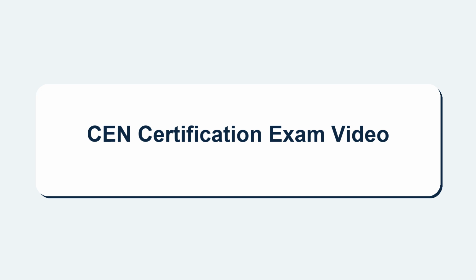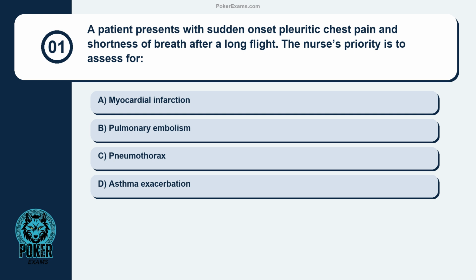CEN Certification Exam video. Question 1. A patient presents with sudden onset pleuritic chest pain and shortness of breath after a long flight. The nurse's priority is to assess for myocardial infarction, pulmonary embolism, pneumothorax, asthma exacerbation.